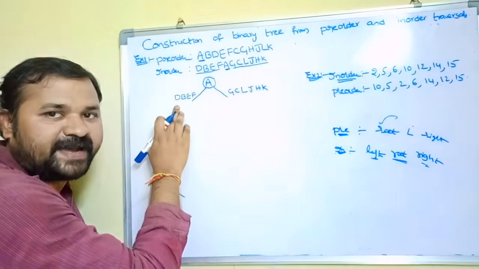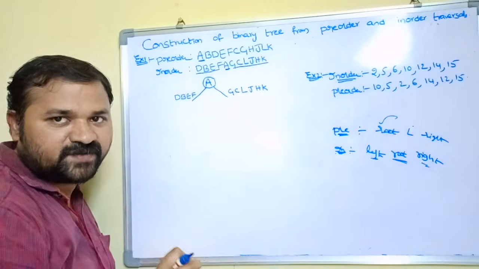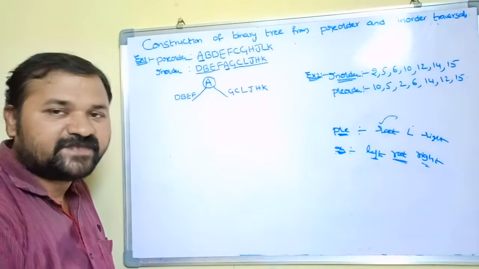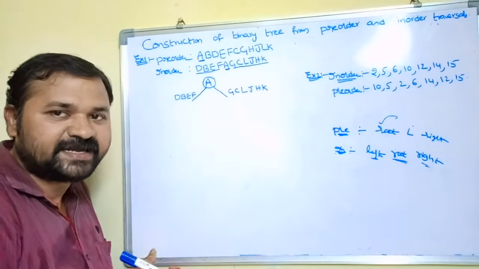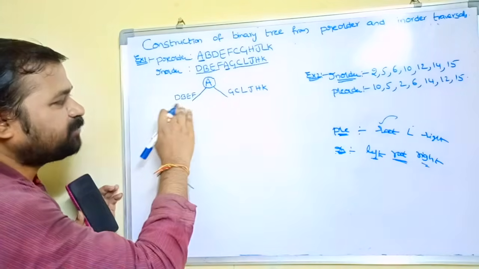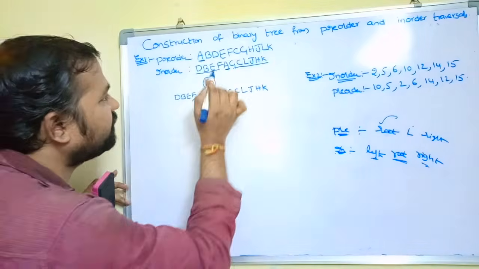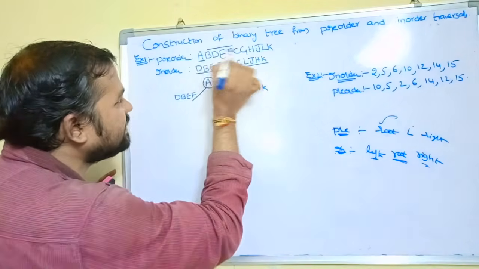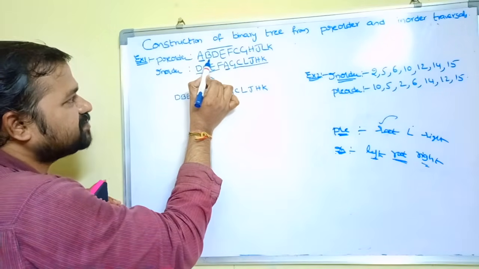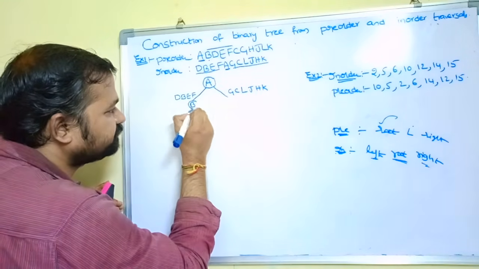Next we have to determine the root node of DBEF. In order to determine the root node, we go to the preorder traversal, whereas in order to determine the left subtree and right subtree, we go to the inorder traversal. So first we determine the root of DBEF. These are the four nodes. What is the first node here? B is the first node. In preorder traversal, the first node is the root node. So B becomes the root node.